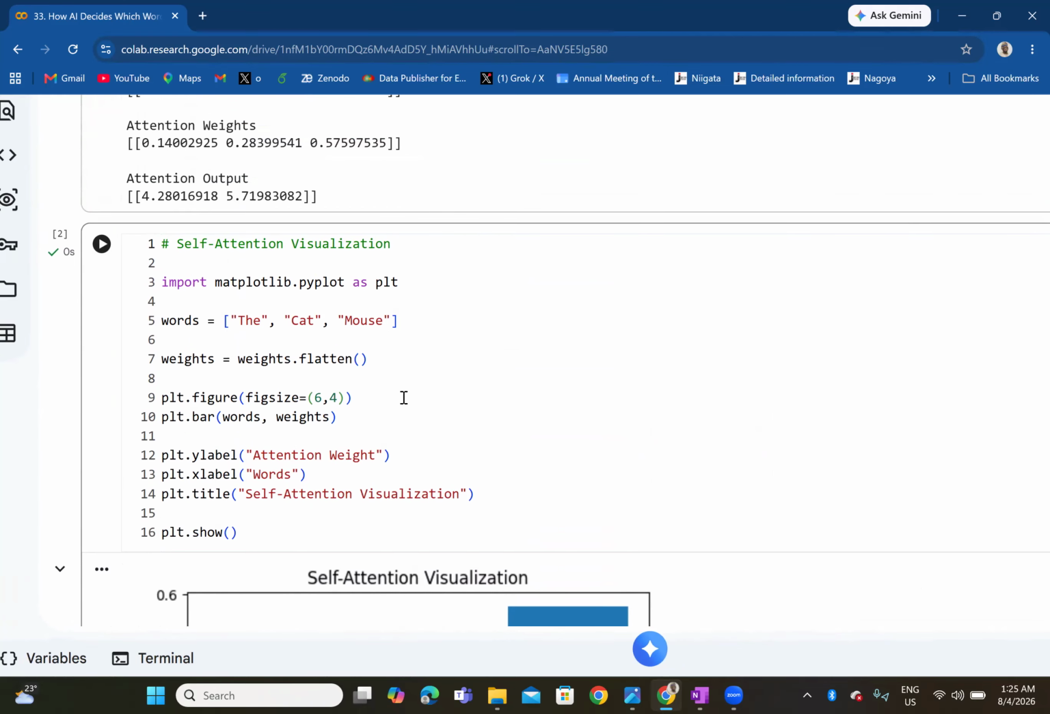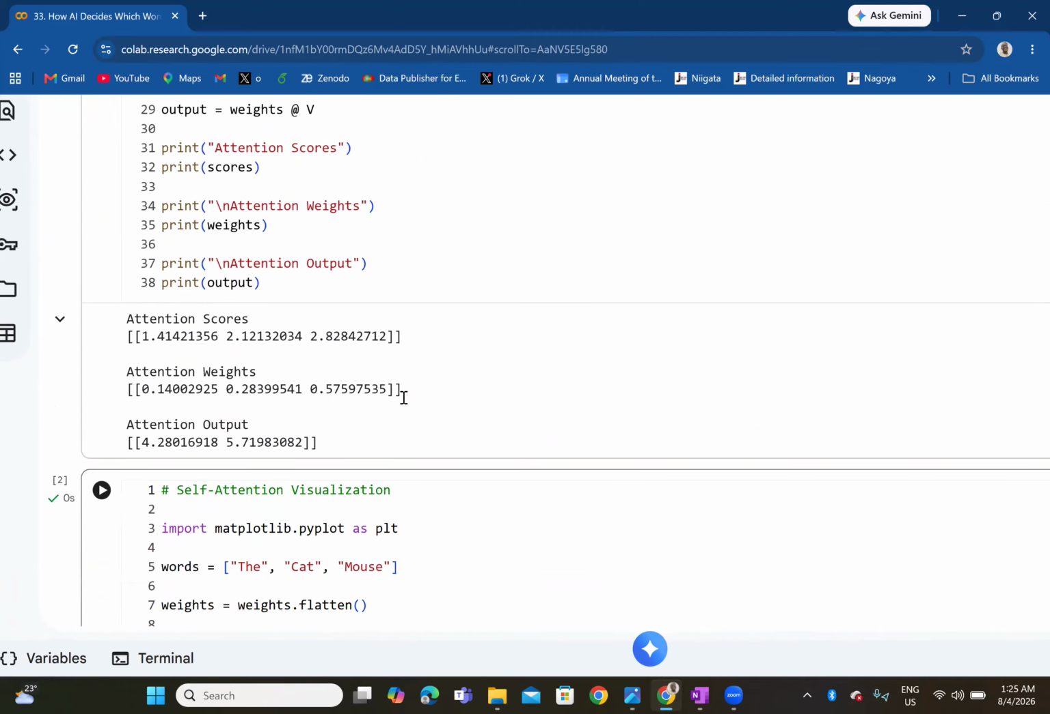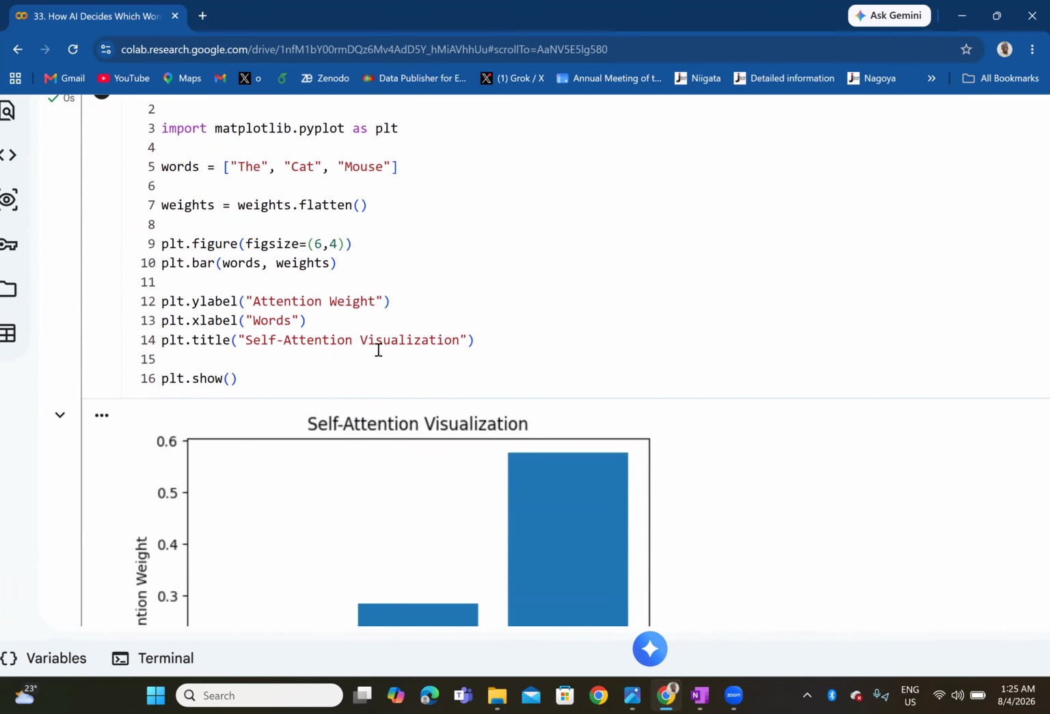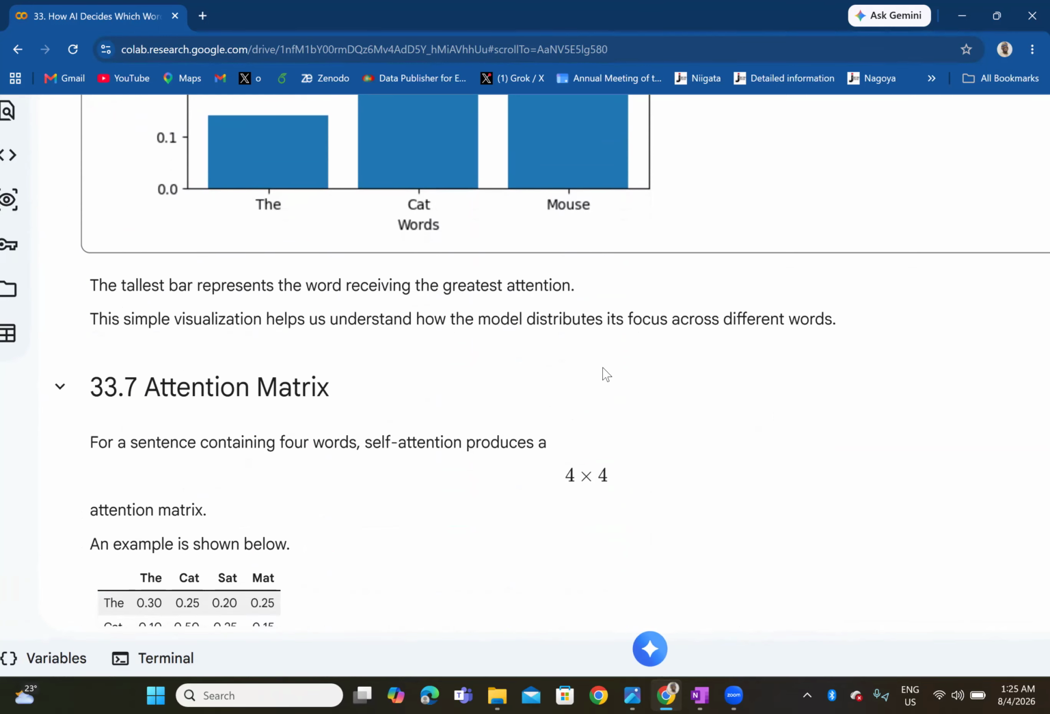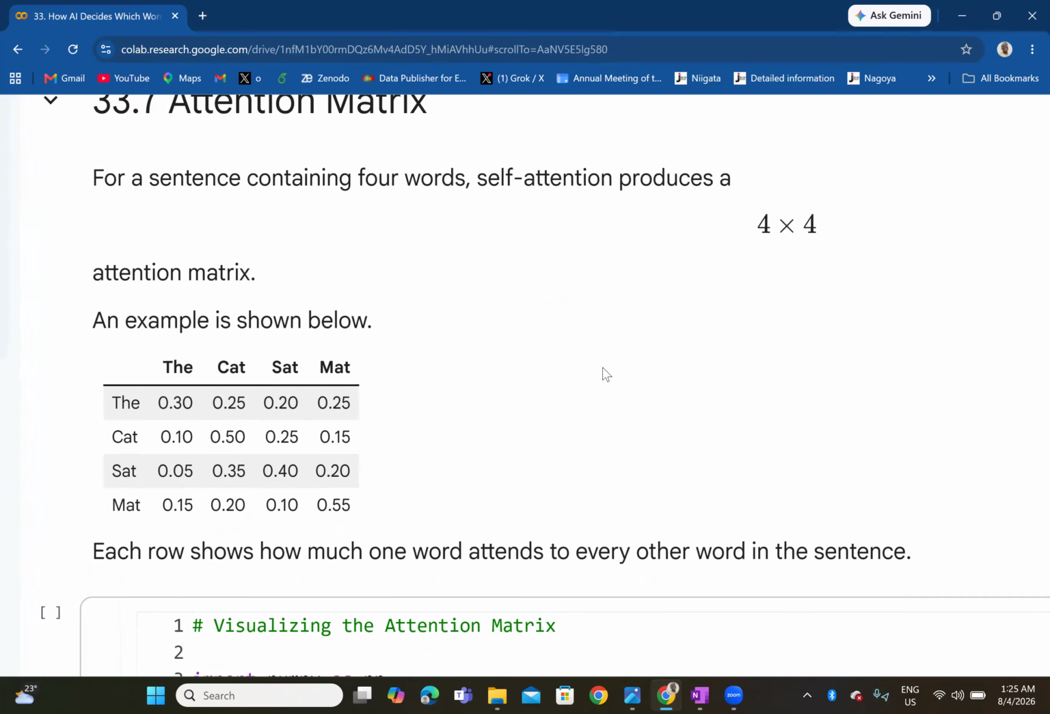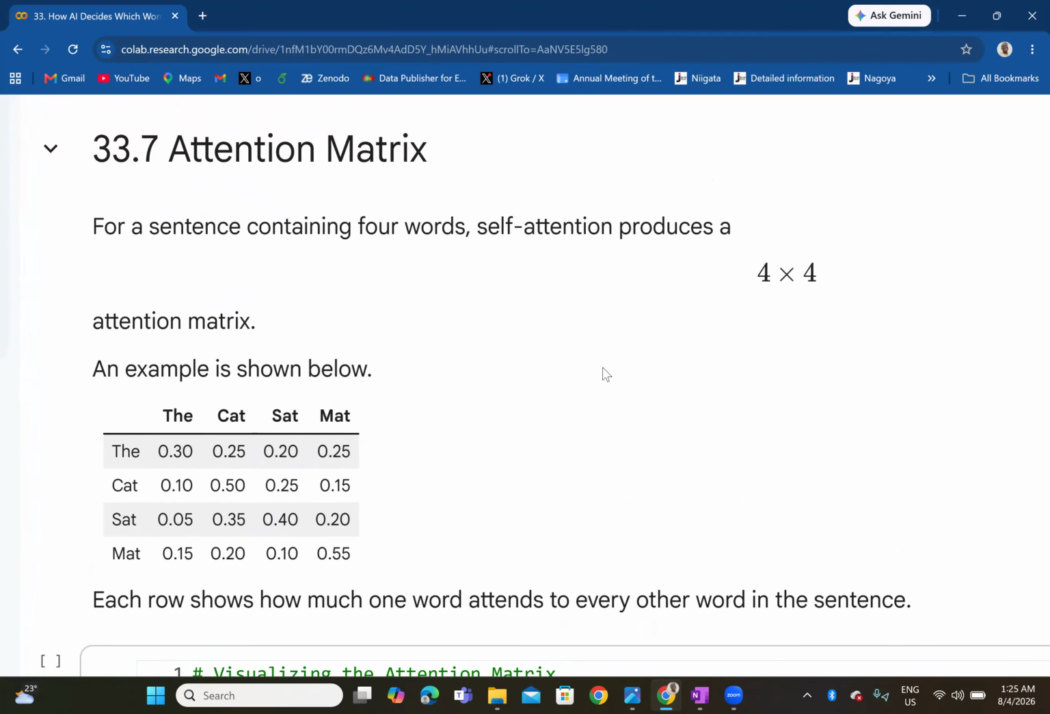And that's putting the first code here and this together. So in this case now we see the cat and mouse as the words, and mouse has the highest weight. So let's talk about the attention matrix. For a sentence containing four words, self-attention produces a 4 by 4 attention matrix. So an example is shown below.